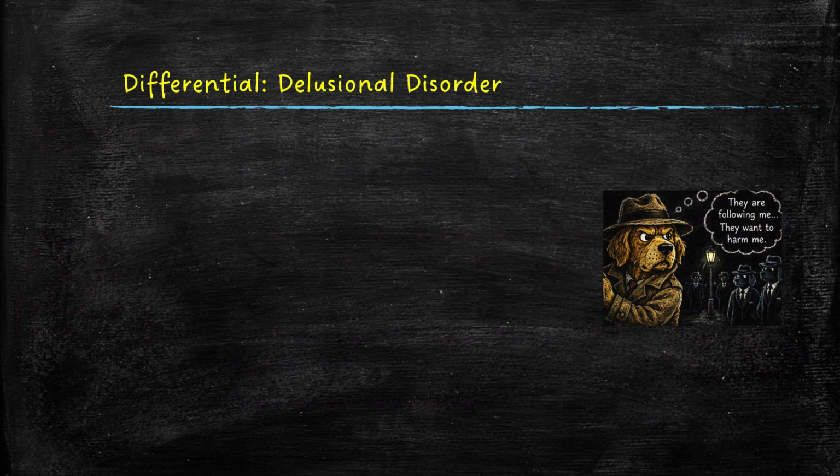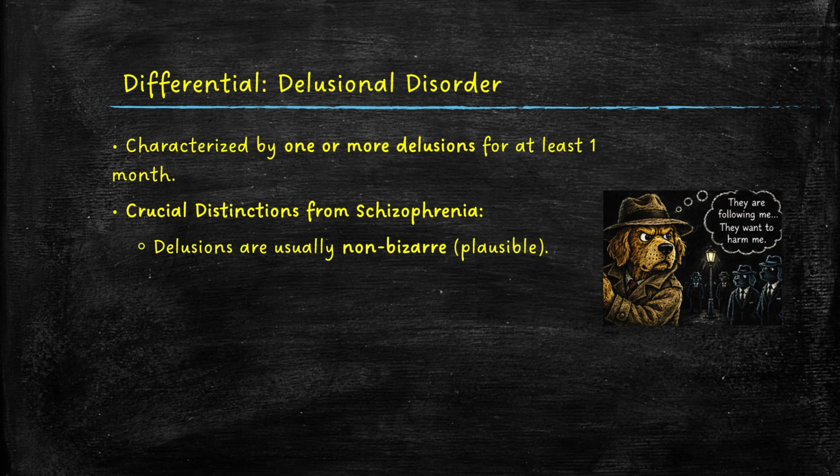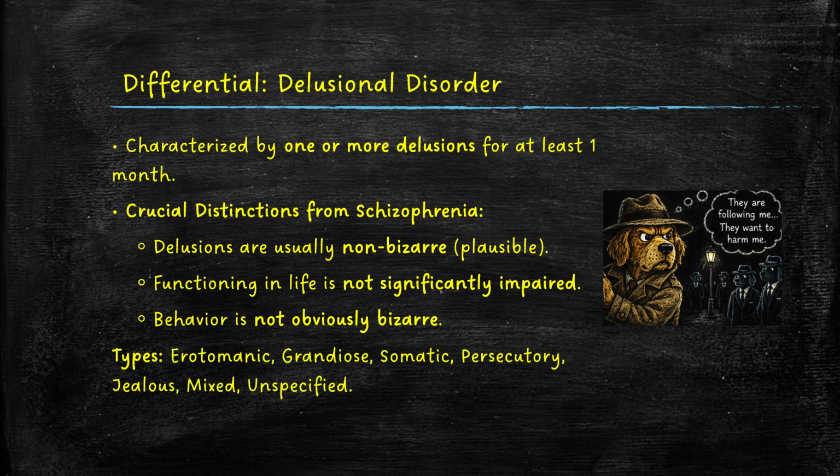Now we'll talk about delusional disorder because it does tend to show up on the differential on the exam. Delusional disorder is characterized by 1 or more delusions for at least 1 month. The crucial distinction from schizophrenia is delusions are usually non-bizarre, they're plausible, and the functioning in life is not significantly impaired. Remember, with schizophrenia, there is severe impairment, whereas with delusional disorder, they can live their everyday lives. And behavior is not obviously bizarre. There are various different types of delusional disorders, including the erotomanic, grandiose, somatic, persecutory, jealous, mixed, unspecified.